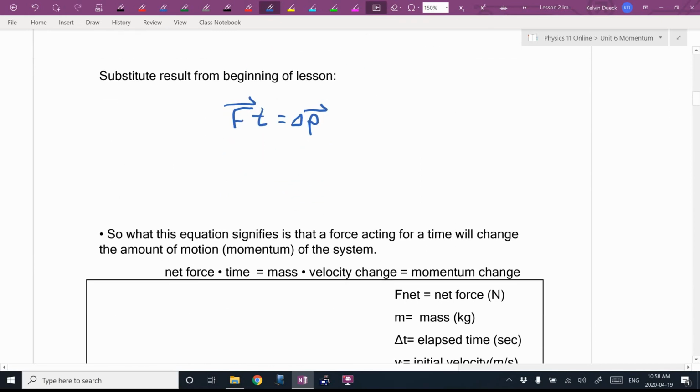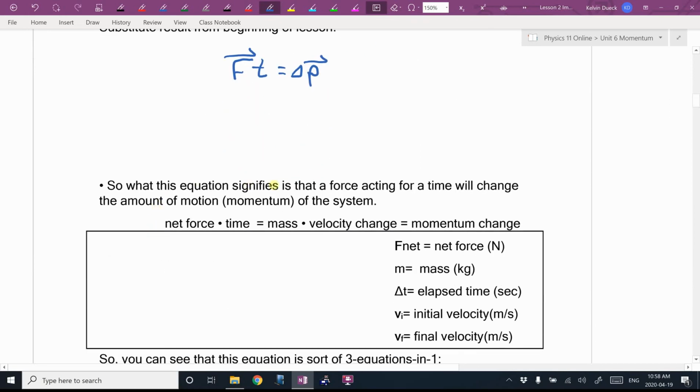This sounds really confusing. It's not. Here's what it means. This equation signifies that a force acting for a time will change the amount of motion of a system, of an object. This equation is 3 equations in one. The way I wrote it on your formula sheet is something like this. I would have said F times T. I might have put a delta in front of the T because time is always a changing, equals m delta V equals impulse or momentum change.